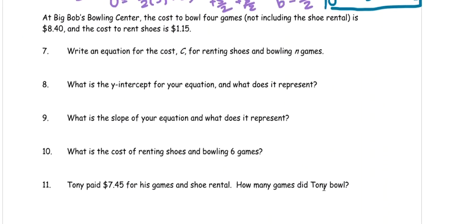All right, so word problem here, which I love. At Big Bob's Bowling Center, the cost to bowl 4 games, not including the shoe rental, is $8.40, and the cost to rent shoes is $1.15. Write an equation for the costs for renting shoes and bowling games.